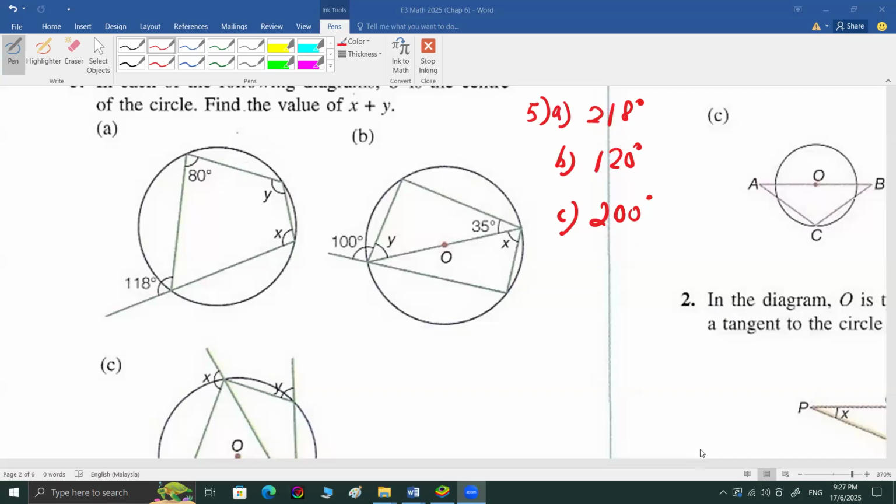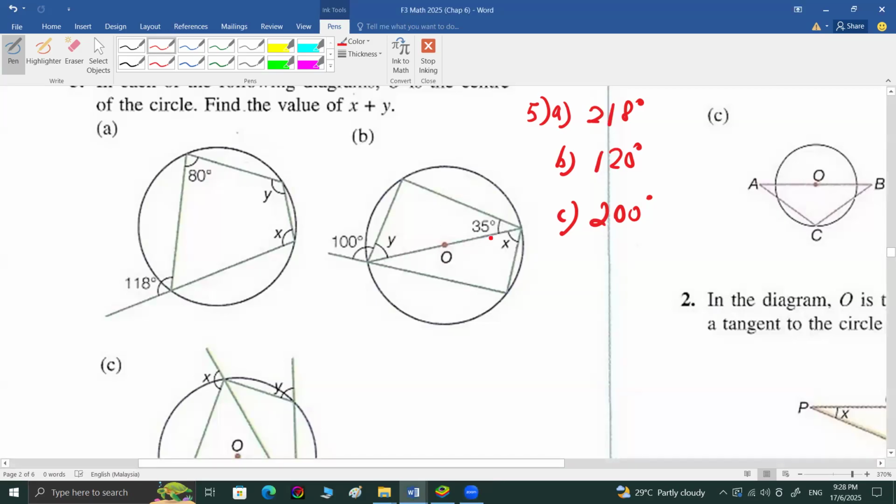Okay, class, checking. Any that you need help? B and C. Okay, got students that need help for B and C. Any of you need help for A? If not, I just explain B and C. Okay, now look at B and C.